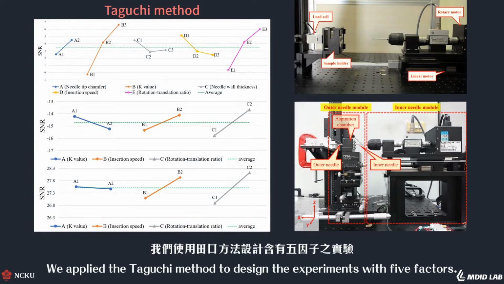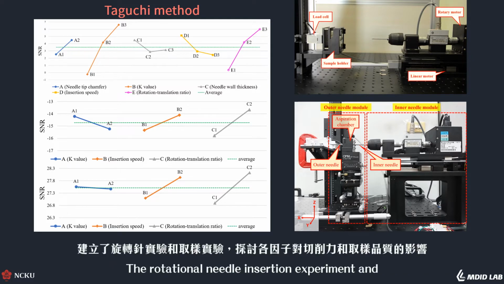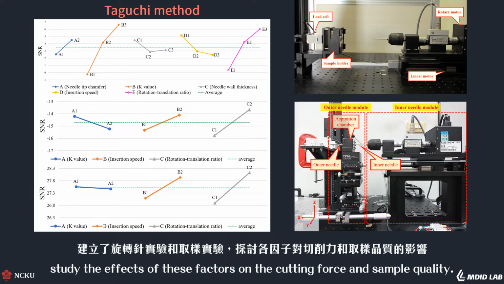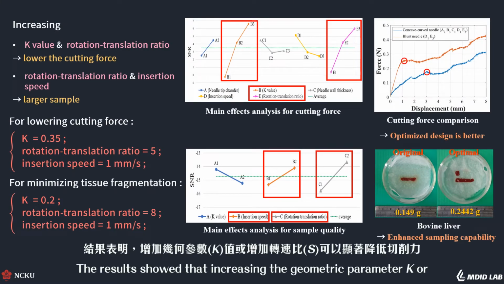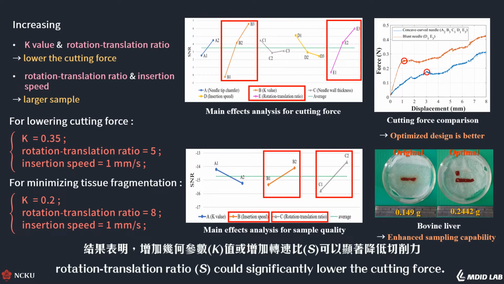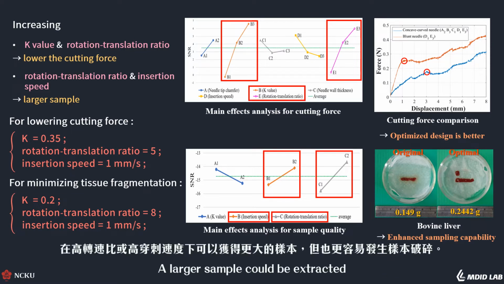We applied the Taguchi method to design the experiments with 5 factors. The rotational needle insertion experiment and tissue sampling experiment were established to study the effects of these factors on the cutting force and sample quality. The results showed that increasing the geometric parameter K or rotation translation ratio could significantly lower the cutting force. A larger sample could be extracted at a high rotation translation ratio or a high insertion speed, but fragmentation of sample could occur more frequently.